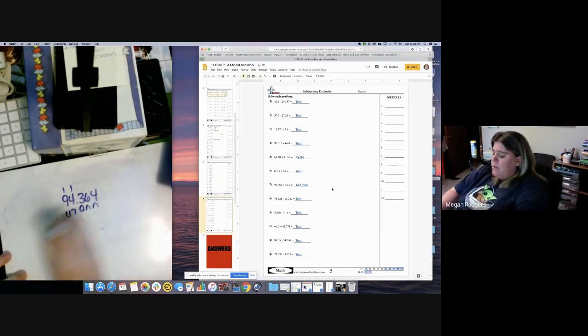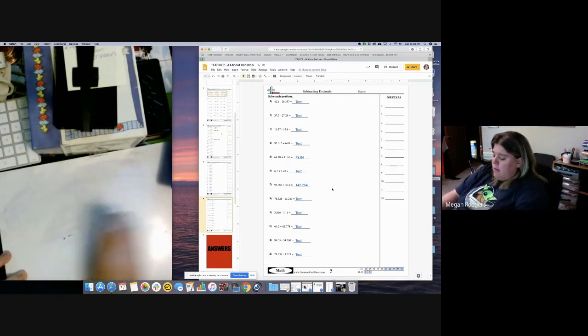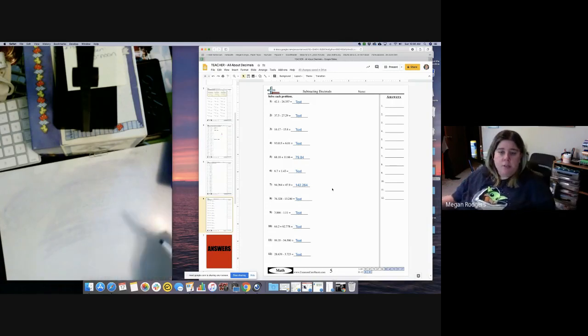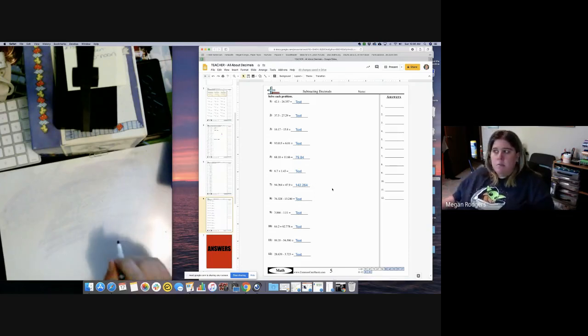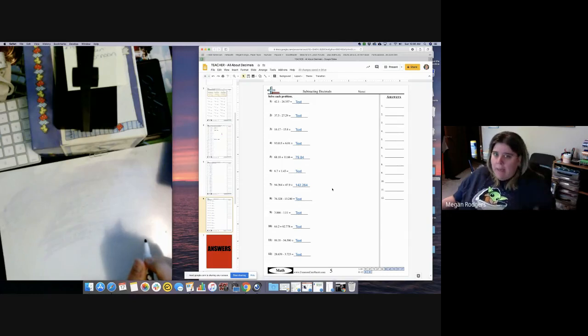All right, so that's addition. Those seem pretty straightforward. Make sure you have the same number of decimal places. It doesn't matter if the whole numbers have the same number. You can add 100 and something plus 20. That's okay. You know how to add that. But let's get into some subtraction.